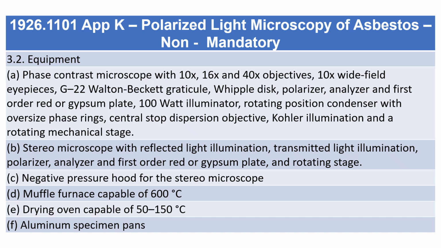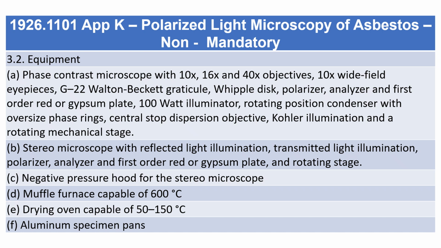3.2. Equipment. A. Phase contrast microscope with 10x, 16x, and 40x objectives, 10x widefield eyepieces, G22 Walton-Beckett graticule, Whipple disc, polarizer, analyzer, and first-order red or gypsum plate, 100-watt illuminator, rotating position condenser with oversized phase rings, central stop dispersion objective, Koehler illumination, and a rotating mechanical stage. B. Stereo microscope with reflected light illumination, transmitted light illumination, polarizer, analyzer, and first-order red or gypsum plate, and rotating stage. C. Negative pressure hood for the stereo microscope.